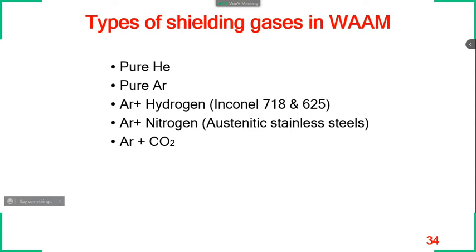Added to that, nitrogen can give around 10 times better corrosion resistance than chromium, and it acts as a better austenite stabilizer. So for that application, this argon nitrogen gas is being used. And argon CO2 gas, why are we particularly using it?